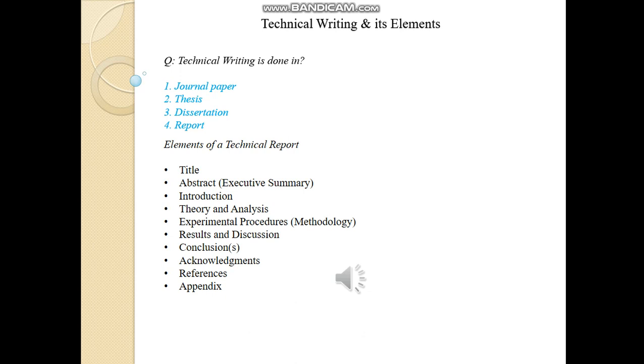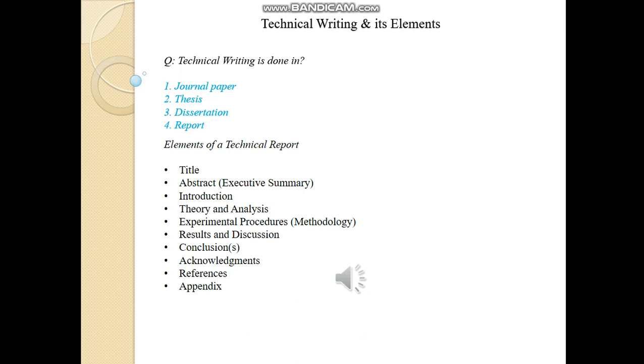The third element of your technical report must be an introduction to whatever experimentation you have done or the field in which you have observed a phenomena. So you will have to introduce that. The fourth element is theory and analysis. So whatever phenomena or experimentation that you have performed in your project will be based upon a certain theory and certain analysis of different aspects. So you will have to include that theory and analysis in your technical report.